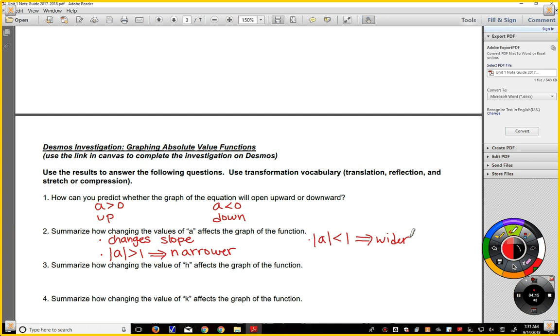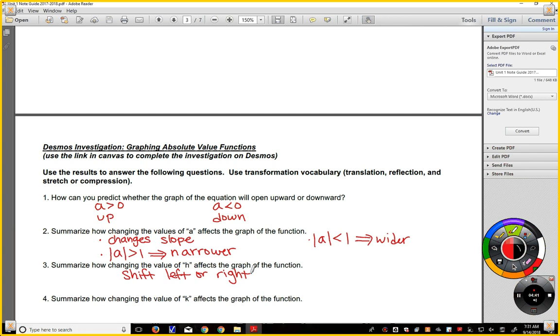Like before the absolute value is even done, it's changing the location of the point further left or further right because I'm adding or subtracting something to where the X used to be. Is that okay with everybody? All right, so H is going to translate our graph, if you remember that from geometry, or shift, okay? Left or right.